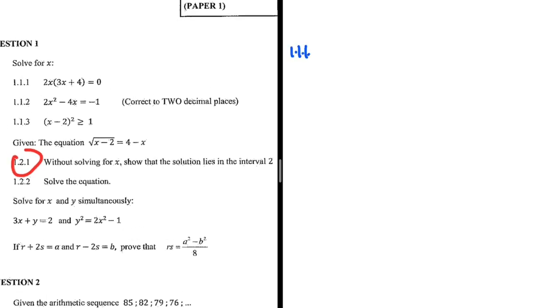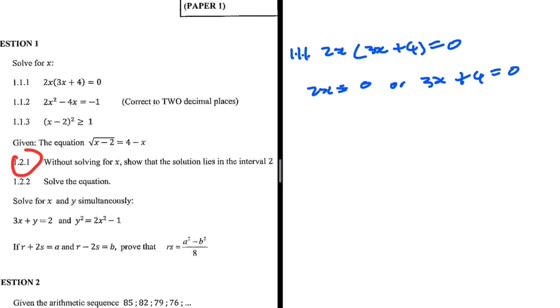1.1.1. We are solving for x. We have 2x multiplied by 3x plus 4 being equal to 0. We have two numbers multiplying each other, and the answer is 0. So one of the two numbers needs to be equal to 0 itself. That is the only way that is possible. So we have 2x is equal to 0, or 3x plus 4 is equal to 0. It should be easy to see that x is equal to 0, or x is equal to minus 4 over 3.